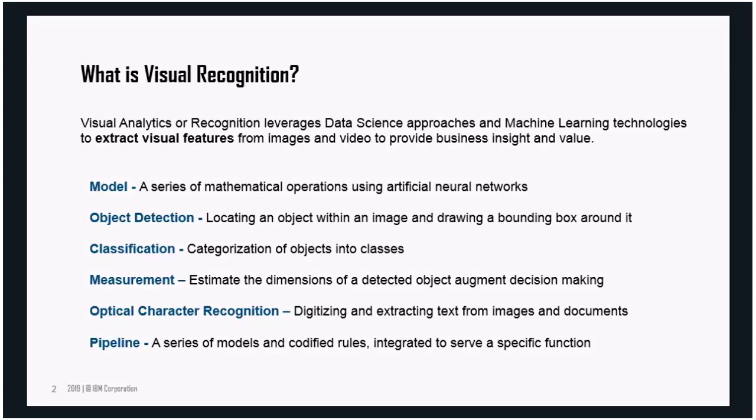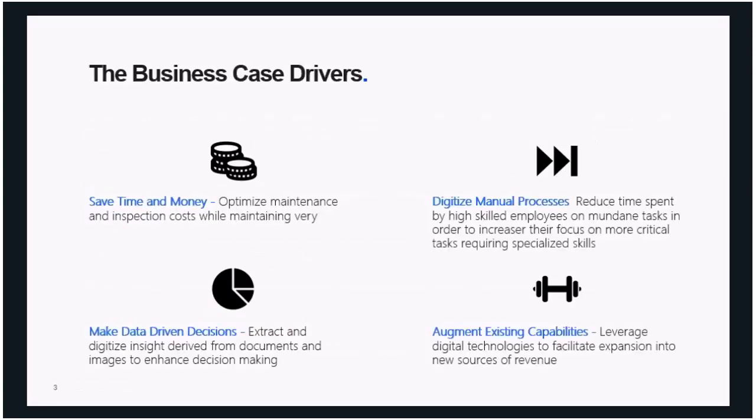Pipeline is essentially different combinations of what I just mentioned that are stitched together to give you a singular business-relevant output. So you might be doing a detection and then a classification and combining that with OCR and a measurement to give a particular user who's interested in knowing something exactly what they need to know.